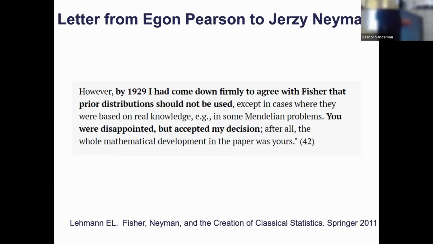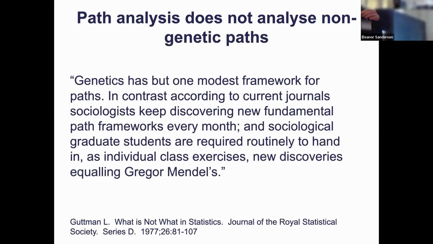That was the one. And other statisticians recognised this. This is Egon Pearson and Jerzy Neyman in correspondence, and Pearson said, by 1929, I'd come down firmly to agree with Fisher that prior distributions should not be used, except in the case where they were based on real knowledge, e.g. in some Mendelian problems. So even people who didn't normally think that way would agree that genetics provides anchoring.